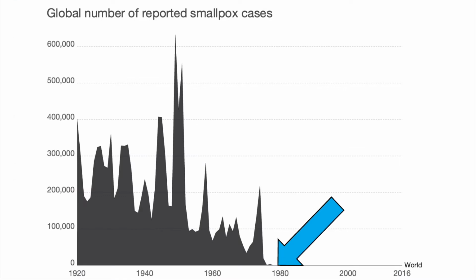Smallpox was eradicated due to a worldwide vaccination effort. As you can see here, smallpox was eradicated by 1980. So vaccines play a big part in eradicating disease worldwide.